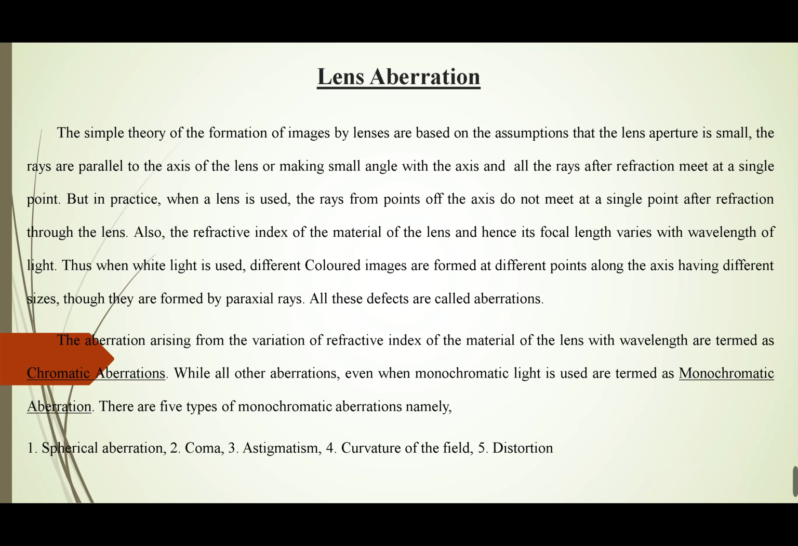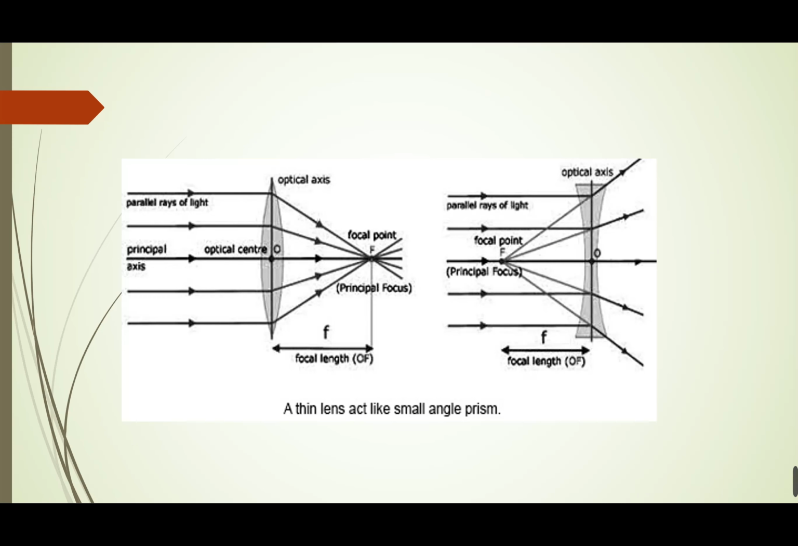We know that according to the simple theory of formation of images by lenses, whenever a parallel beam of light is incident on either a convex lens or a concave lens, all the rays are brought to focus at a point known as the focal point. This is true when the aperture is small.